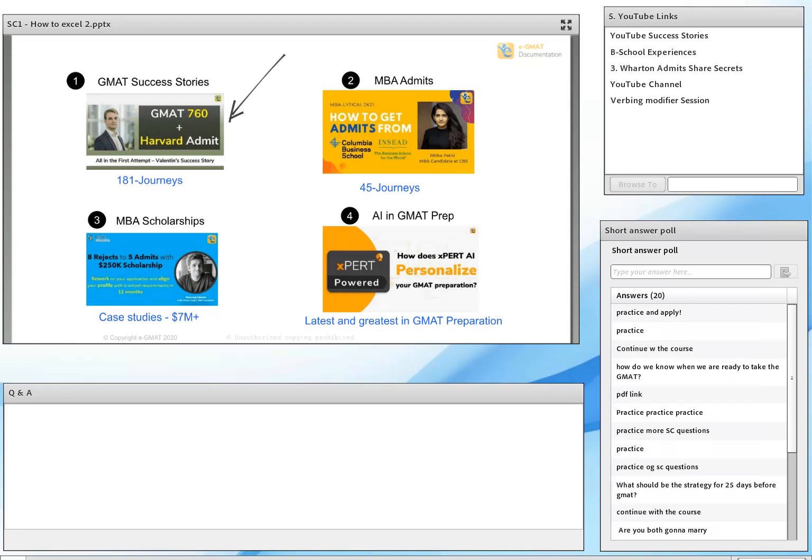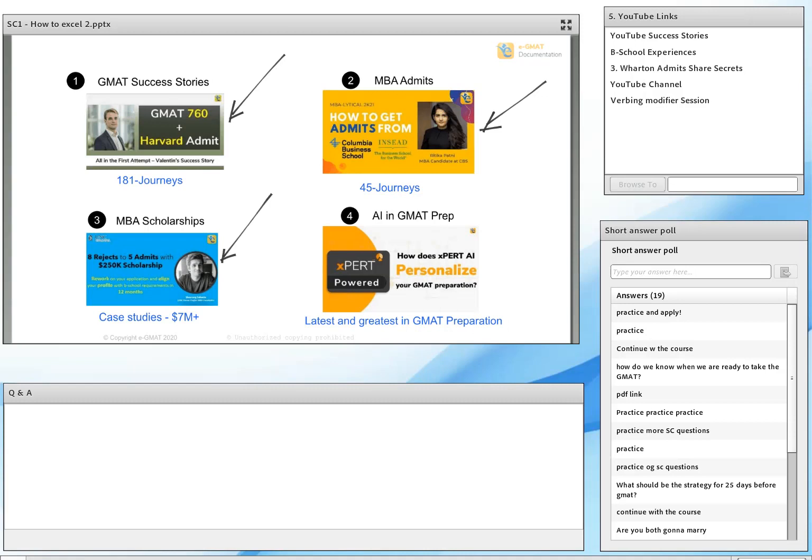Also, we have stuff around MBA admits. We have about 45 journeys overall in there. This is where people talk about how did they get into top B schools, how did they portray leadership, what was the role played by the GMAT score or so. And even though we talk about 45 videos, some videos have 4 or 5 journeys in there where we have people in a panel. So overall, you'll see about 60 people talking about how did they get scholarships, admits, and how did they take on rejections, because they are a part of it. And which is where you have case studies from scholarships as well.